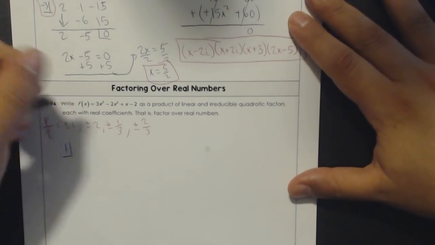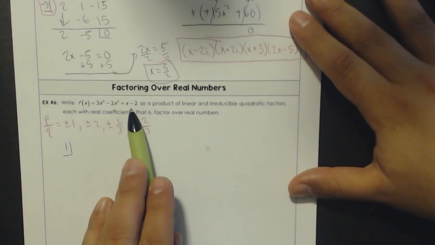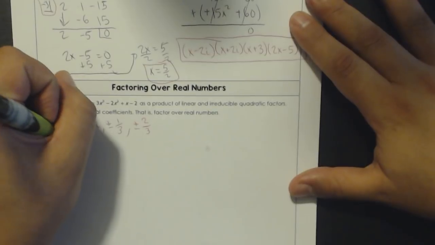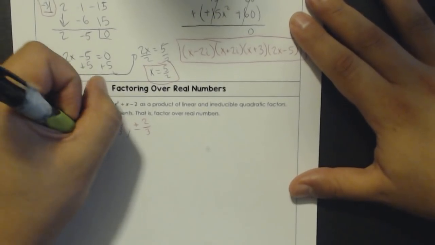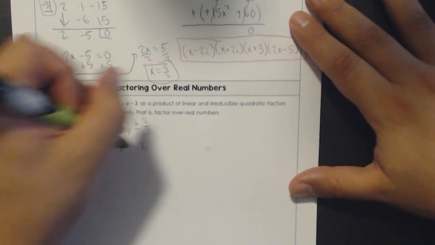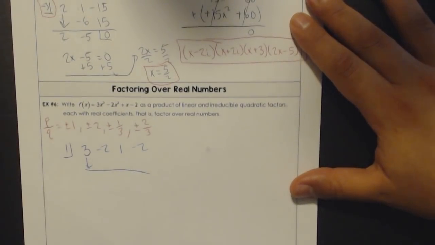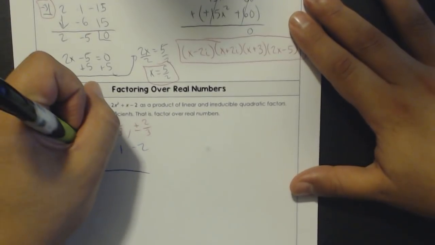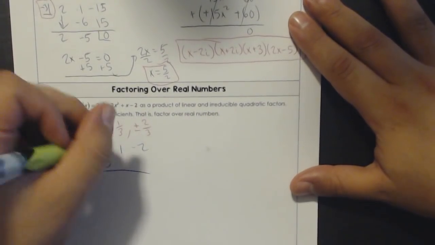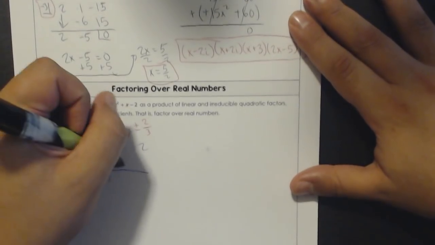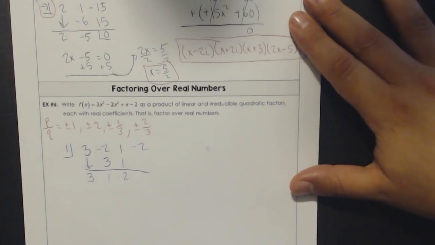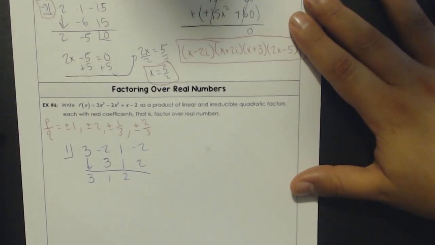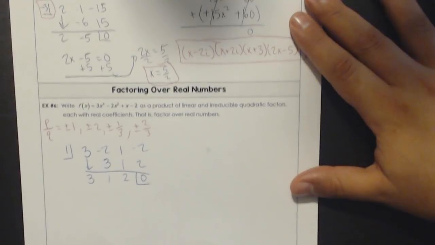So I plug in 1. And I need to double check again to make sure that all my coefficients are accounted for. 3, 2, 1, 0. Looks good. So I put a 3, negative 2, 1, and a negative 2. Doing synthetic division, we bring down the first term. 3 times 1 gives me 3. Negative 2 plus 3 gives me a positive 1. 1 times 1 gives me 1. 1 plus 1 gives me 2. 2 times 1 gives me 2. Negative 2 plus 2 gives me 0.